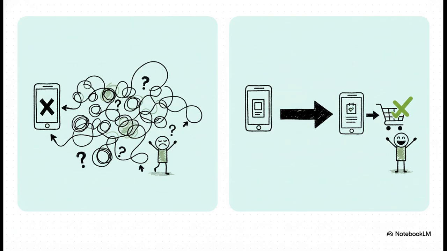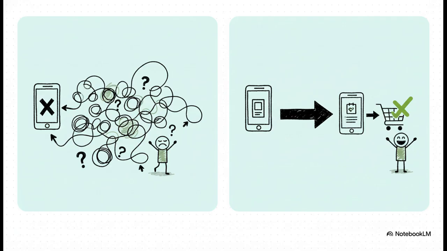Just look at the difference here. This slide shows two totally different worlds. On the left, you've got the frustrating journey. This is what most companies do. Your customer sees an ad for, say, a cool pair of sneakers. They click it, and they land on your homepage. Now what? Now they have to go on a scavenger hunt. They're typing in the search bar, clicking through categories, and every single one of those steps is an opportunity for them to get annoyed and just leave.